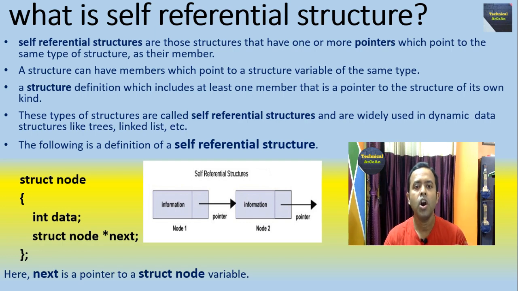The following is a definition of a self-referential structure. This is the way to write a self-referential structure in C language. Just write struct node, then within these braces we define a normal data type, int data, and then we define a pointer which is of the same type as the structure itself, so write struct node asterisk next. So in a node, one part is your data, meaning information, and another part is a pointer which points to the same type of address, here the next node. So this next is pointing to the same structure type. This structure is called a self-referential structure, and here next is a pointer to a struct node variable.